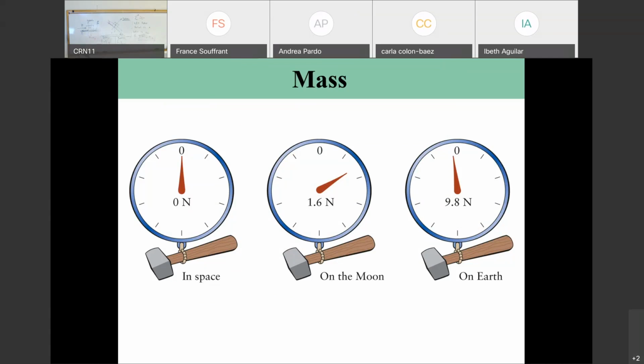These Newton scales depend on gravity. If you are far enough from a planet, in empty space where there is no gravity per se, the weight will be 0, even though there is mass. On the moon, 1.6 newtons. We're talking about a 1 kilogram mass. And on Earth, 9.8 newtons, because mg is equal to 9.8. Gravity on Earth is approximately 9.8 meters per second squared. So there you are.